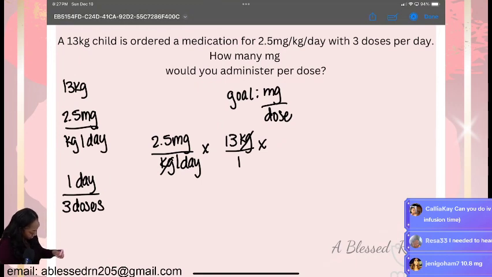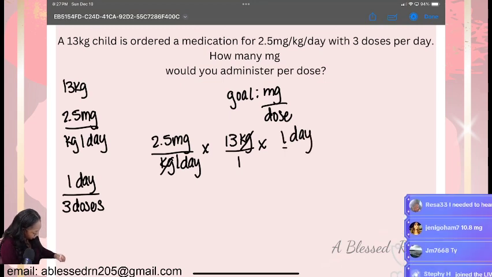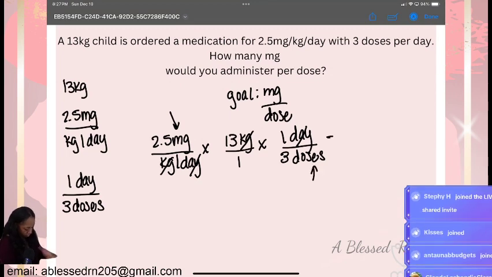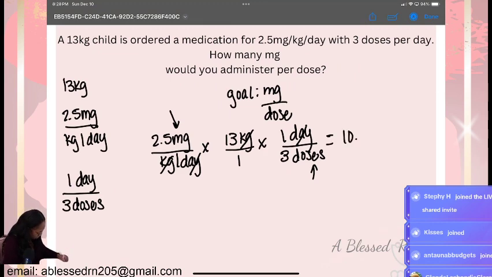We have milligram on the top and day on the bottom. So day has got to go. Day is on the bottom, so I will put it on the top. And in 1 day, there are 3 doses to be given. So now we have milligram per dose. So we can do 2.5 times 13, is that right? 2.5 times 13, divided by 3. So it's going to be 10.83. So 10.8 milligrams per dose.